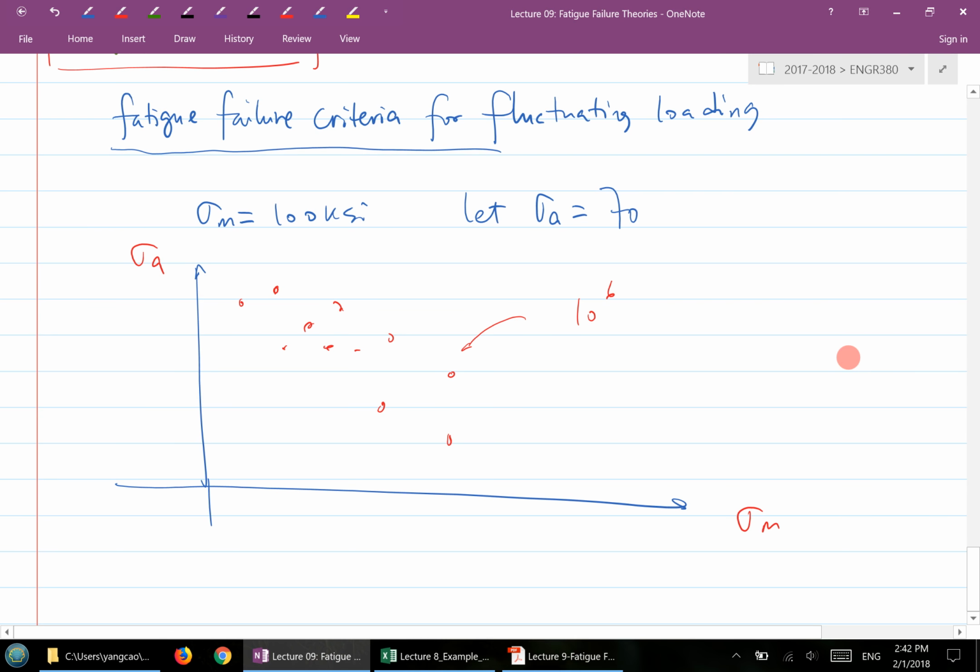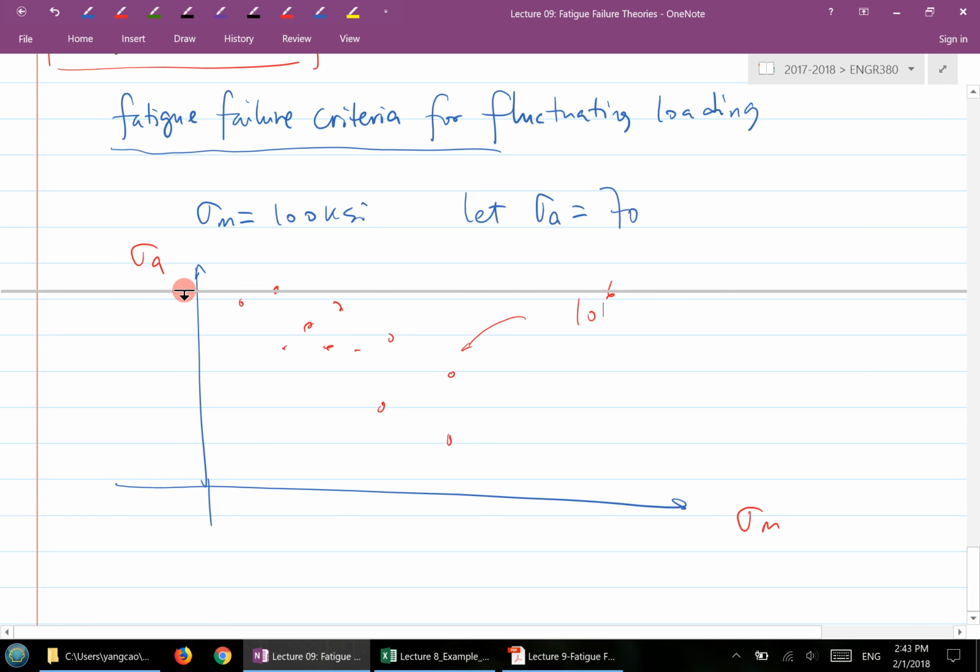And so the next step is essentially how can we come up with a failure criterion to prevent, for example, certain failure at infinite life. So it all boils down to how we can do a curve fitting using this whole bunch of data here. If we do a curve fitting using this data here, right? Using the data.